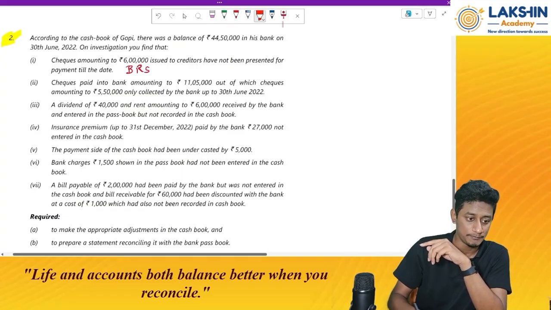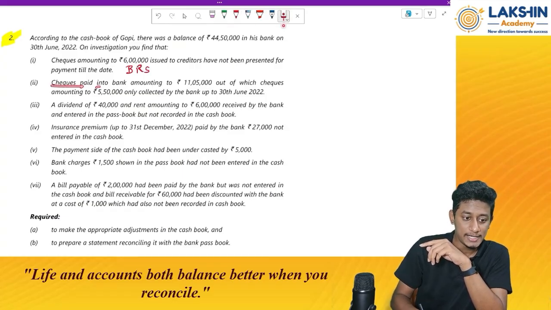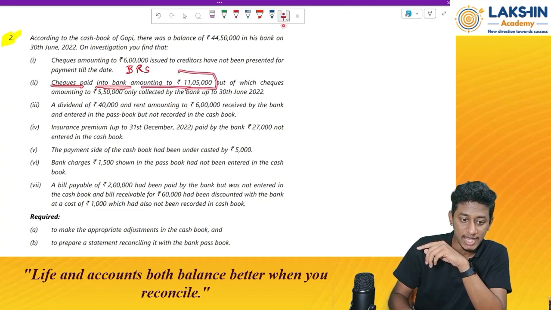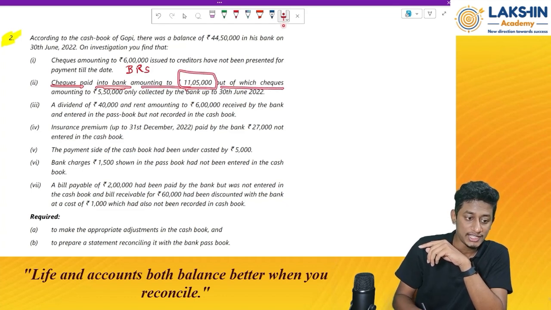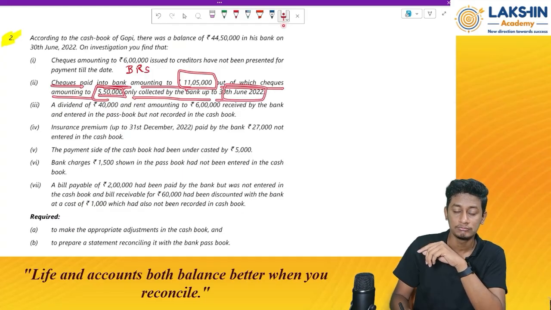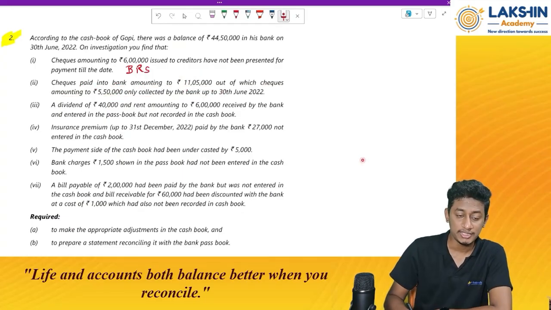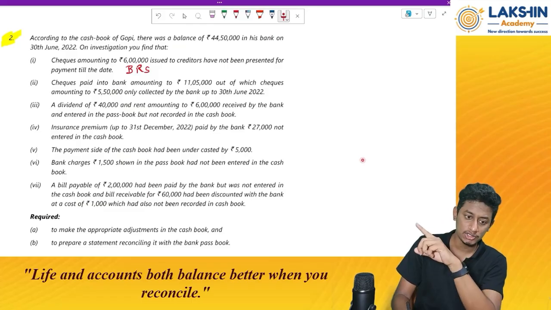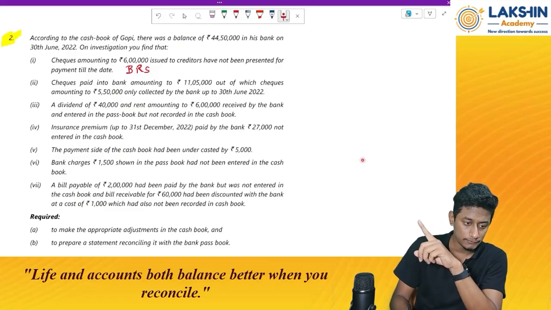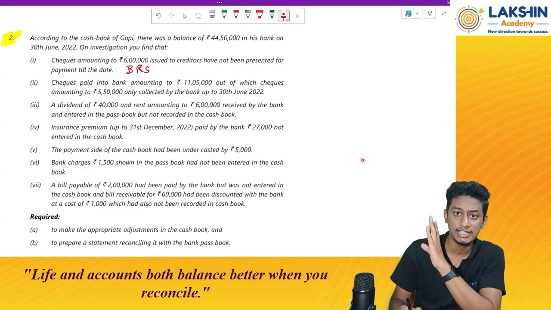Fine. Then checks paid into bank amounting to rupees 11,05,000, out of which checks amounting to rupees 5,50,000 only were collected by the bank up to 30th June. Whose fault is this? Is it our fault? See, 11 lakh worth of checks are deposited to the bank. So the bank has cleared only 5,50,000 worth of checks. Remaining checks are yet to be cleared.